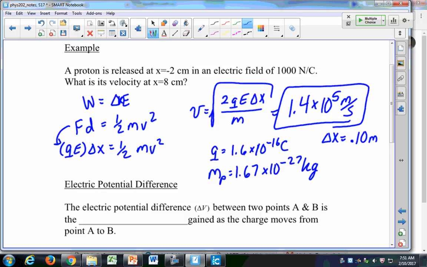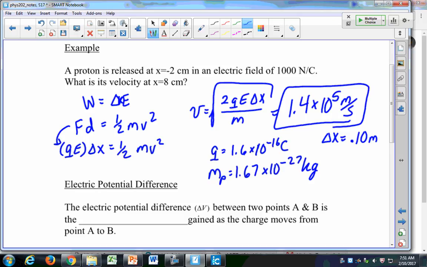Okay, good question. So I'm going from -2 to 8 centimeters. So my change in position is 8 minus -2, which is 10. So that's 10 centimeters. But 10 centimeters, changing it to SI units, is 0.1 meters. Is that clear? Okay. Thank you.